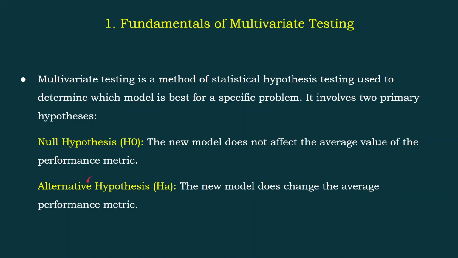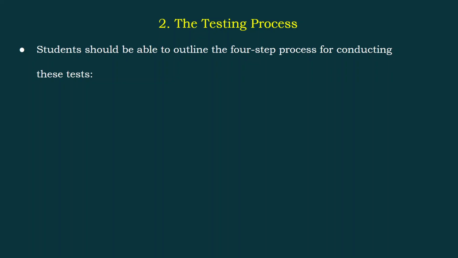And the alternative hypothesis, HA, defines that the new model does change the average performance metric. So here we assume that the new model changes the average metrics, and we keep on improving the hypothesis. So these are the two hypotheses, null hypothesis and alternative hypothesis. Let us see the testing process.